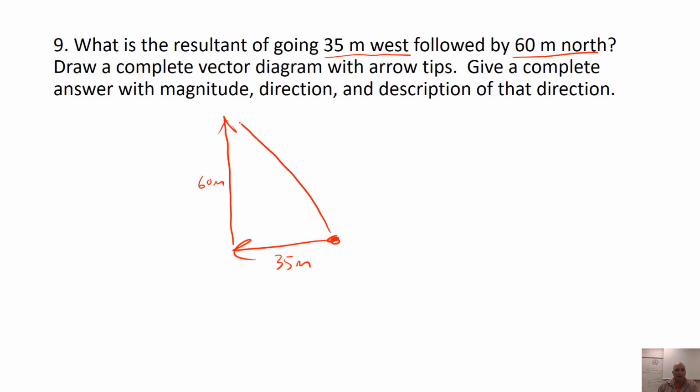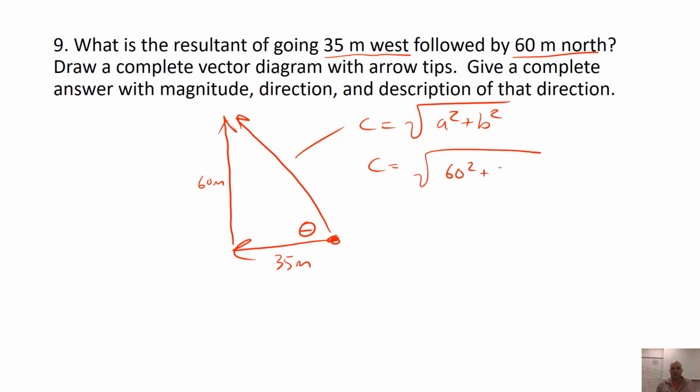We're going to draw the resultant, which will be from start to finish. We'll draw the angle closest to the origin dot, and now we're ready to start solving. We're going to start solving for c first, which is the square root of a squared plus b squared. So that's going to be the square root of 60 squared plus 35 squared. Take the square root of that answer. It's going to be something between these two numbers because it's a hypotenuse. It's not going to be bigger than the maximum, which would be the sum of them. It's going to be 69.46, and that's going to be meters because we had meters up here.